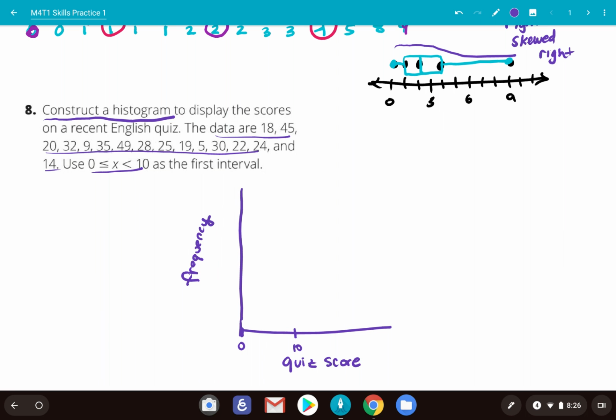And then our next interval is from 10 up to but not including 20. And then 20 up to but not including 30. 30 up to but not including 40. 40 up to but not including 50. And it doesn't look like we have anything greater than that. So within 18 is going to go in this range. So that would be 1.